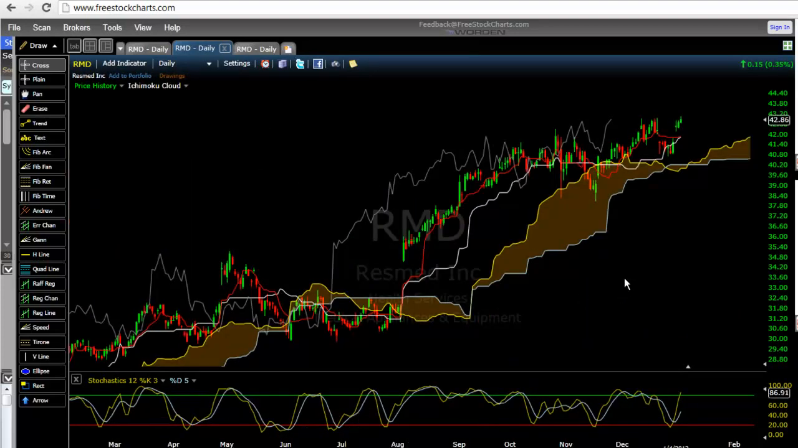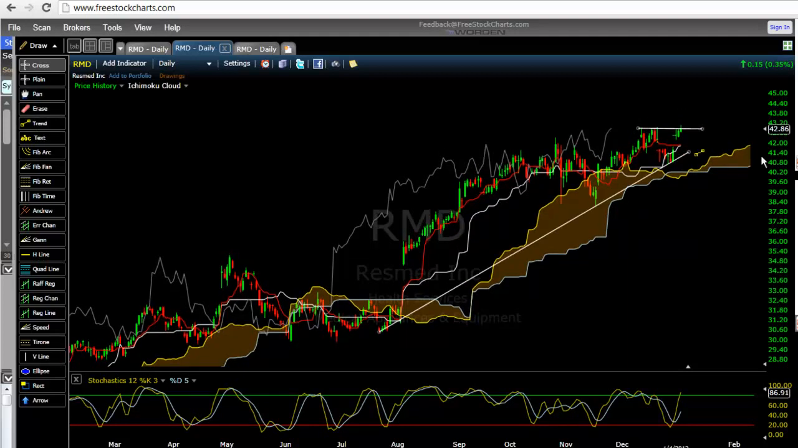RMD, ResMed looks pretty interesting. Nice bullish action. Came down and consolidated off the Kumo, trying to break higher, and I would keep an eye out for a break above this level here. Okay, higher lows, provided we don't break down obviously, but if we break higher this would be nice above 42.86, 42.90.